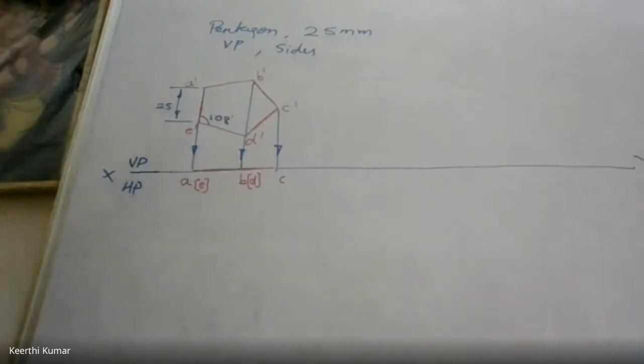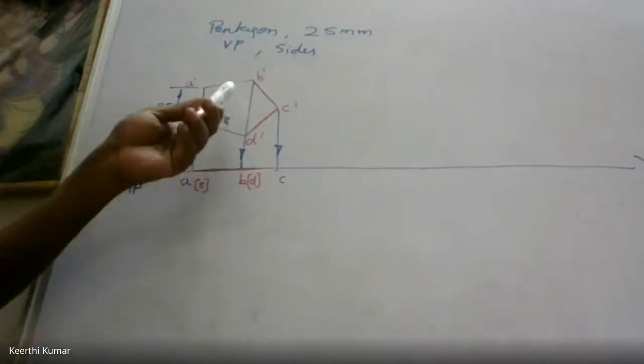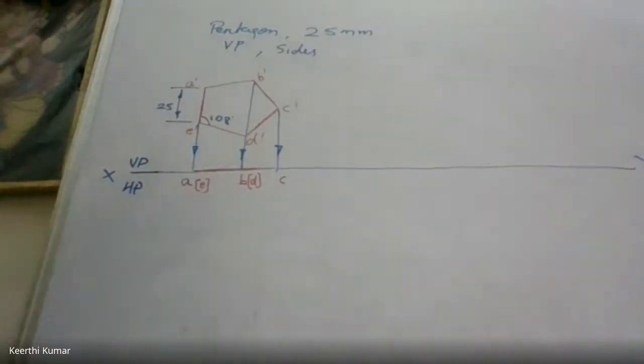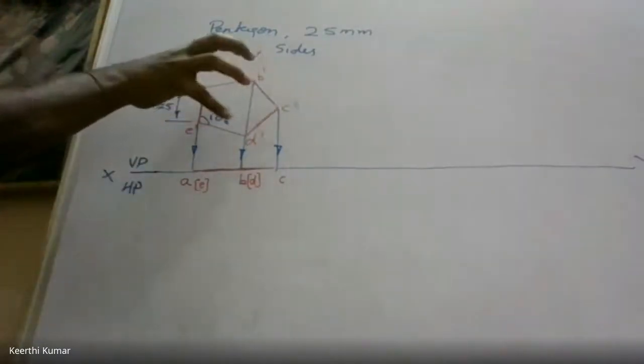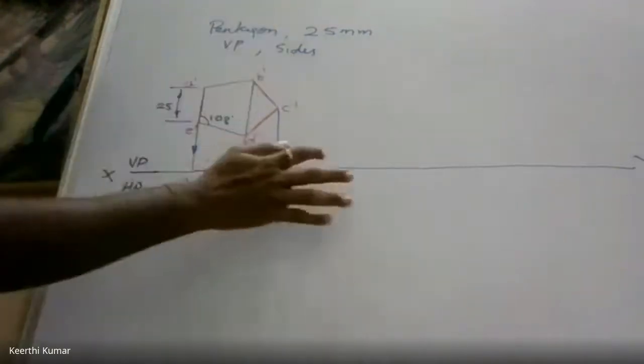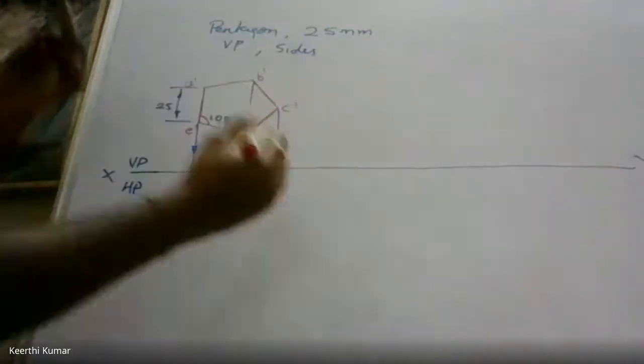Next. Hence, the lamina is resting on VP. Try to satisfy the condition with respect to VP first, wherever it may be in the question. What is the VP condition given? A pentagonal lamina of edges 25 resting on VP with one of its edges such that the surface of the lamina makes 60 degree with VP. So if it is rotated to 60 degree, and I see from the top, it will project here at an angle of 60.